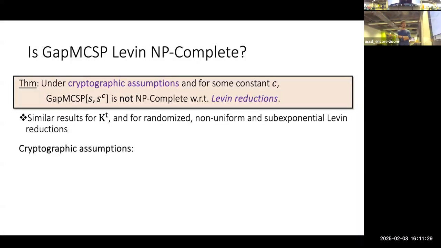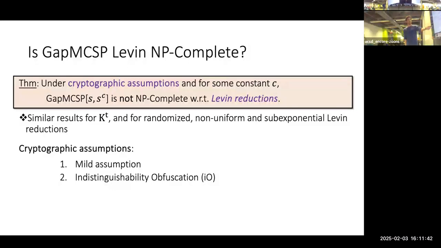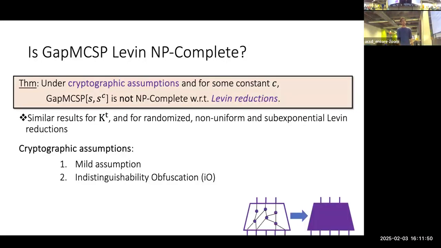What are the cryptographic assumptions? So we need two assumptions. The first is a mild assumption. I will say what it is later, but basically this is one-way functions. The second assumption is stronger, what we call indistinguishability obfuscation. And this is a very strong cryptographic primitive. It basically allows us to take a circuit that computes some function and to construct from it a new circuit that computes the same function as the original circuit, but hides the internal implementation of the original circuit. And this is a very strong cryptographic assumption.